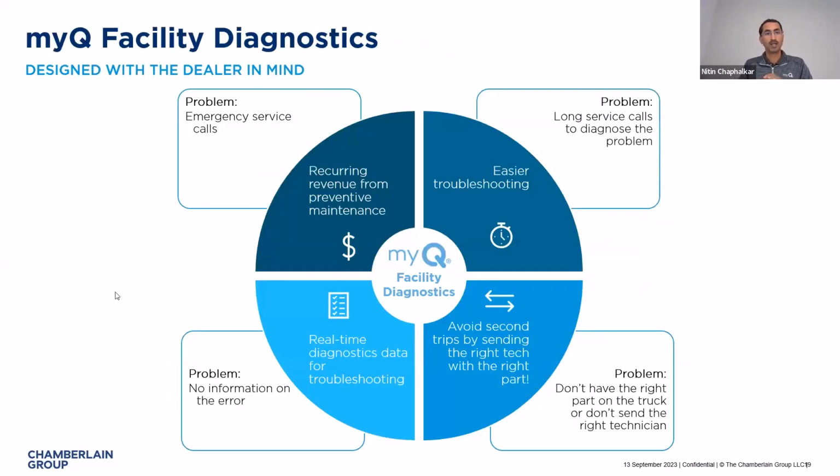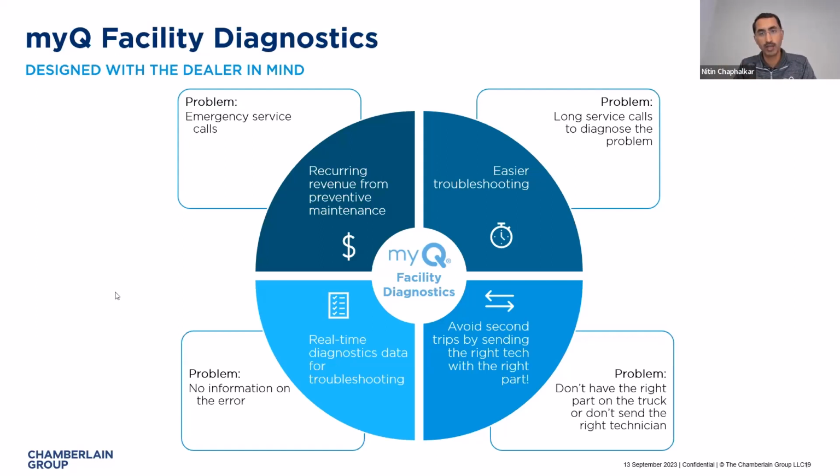So let's take a recap of how Facility Diagnostics would benefit a dealer. The dealer will benefit from recurring revenue from preventive maintenance, and also from MyQ Facility Access. For MyQ Facility Access subscriptions, we do share the revenue with the dealer. So if you bring a dealer and end user to us, sign them up for MyQ Facility and manage the billing, you get a portion of the revenue, and that's a recurring revenue stream.